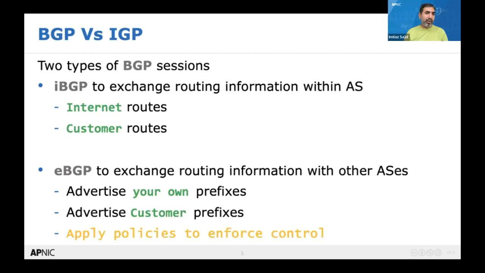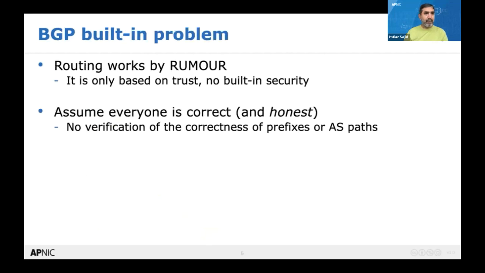The other protocol, IGP, does not provide any kind of control, so once you have established the session, you do not have any sort of control over the flow of routing information. That's why BGP is used for the internet, because we need to control what we advertise and what we receive from others, and that makes it different from the IGP protocol.